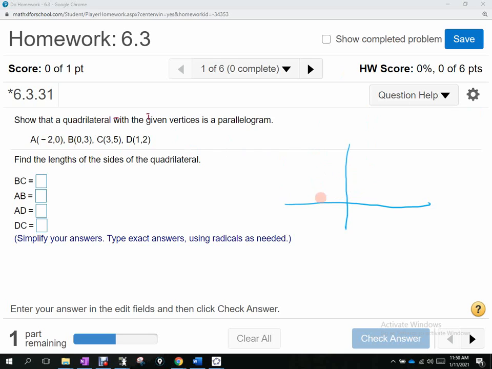But A is at -2, 0. So maybe that's -2, 0. B is at 0, 3. So there's B. C is at 3, 5. So 3, and then 5 is maybe up there. And then D is at 1, 2, maybe there.